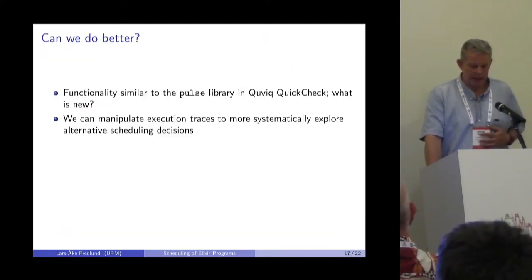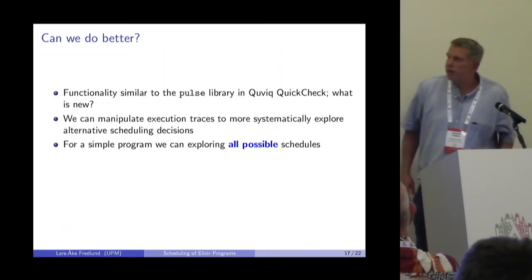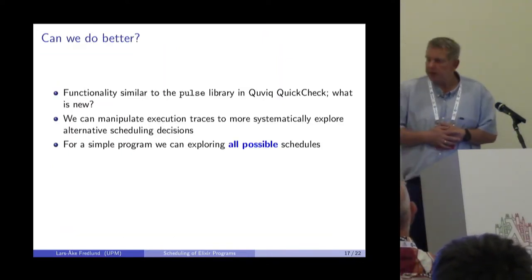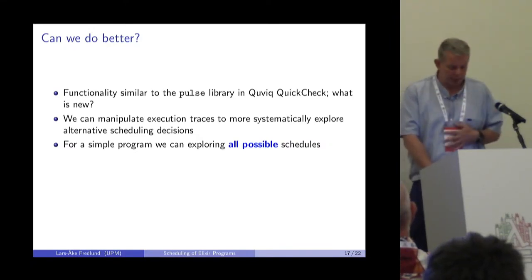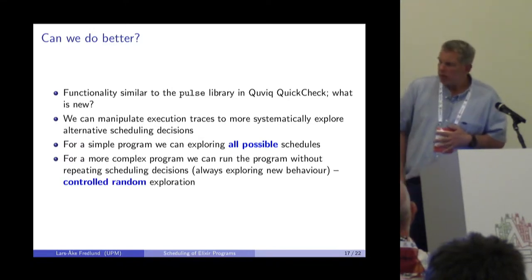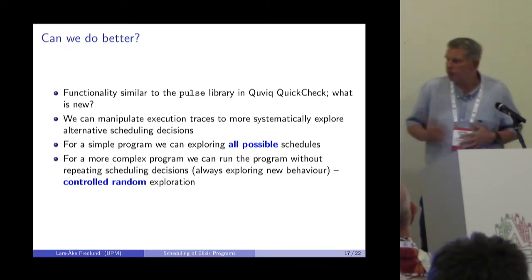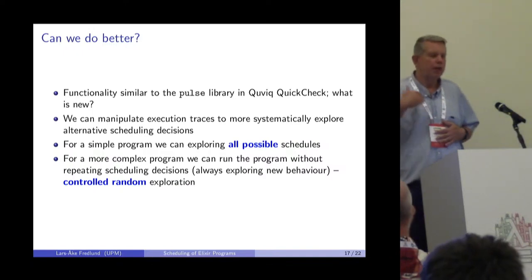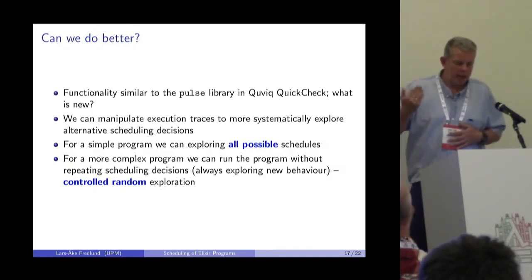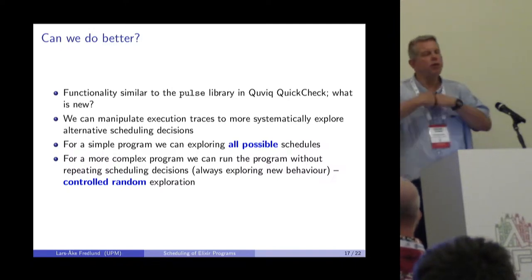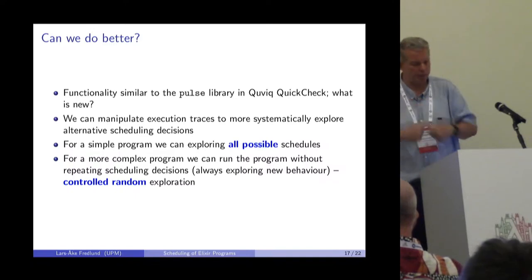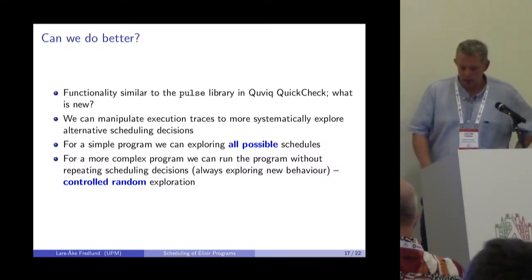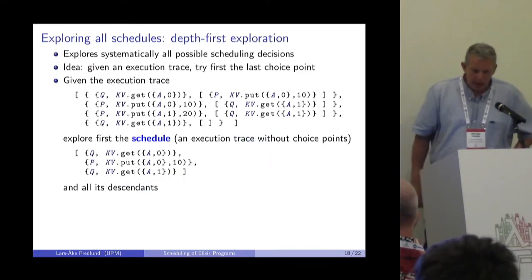That's the idea, right? For a simple program, for a toy example, we can find all possible schedules, or all possible ways of executing the program. For a more complex, realistic program, we cannot hope to do that, but maybe we can hope to at least always be innovative, to always explore new behaviors and never repeat schedulings that we have seen before. So that's the hope, okay? So how do we do that?